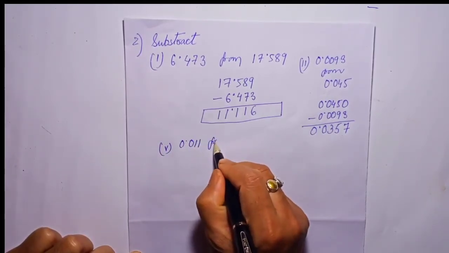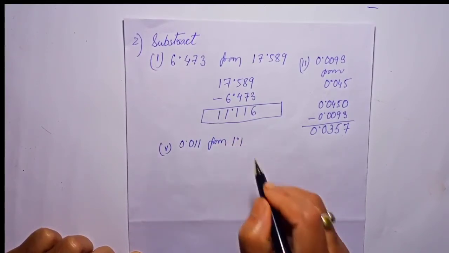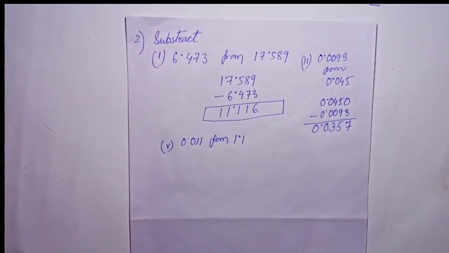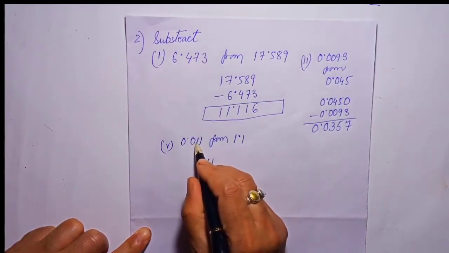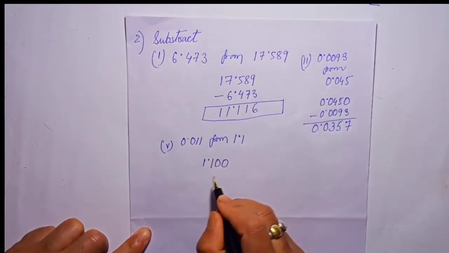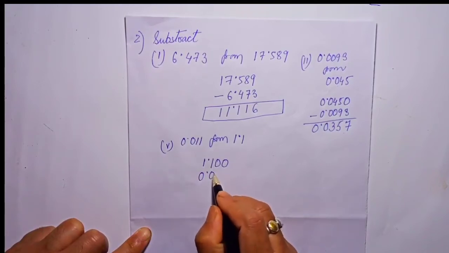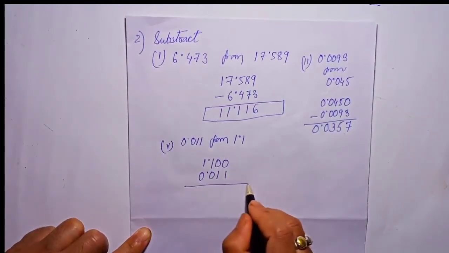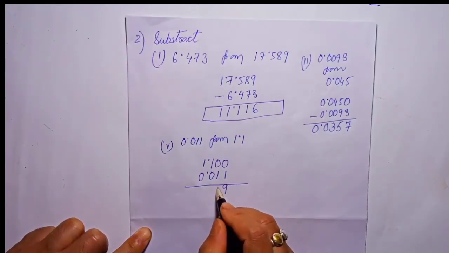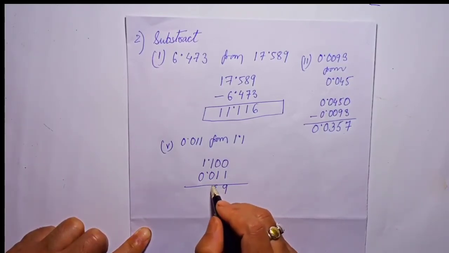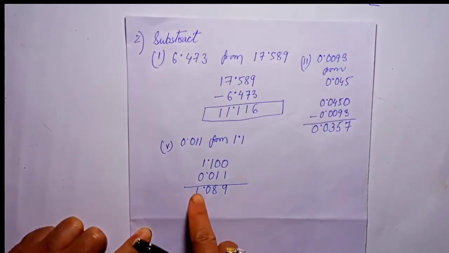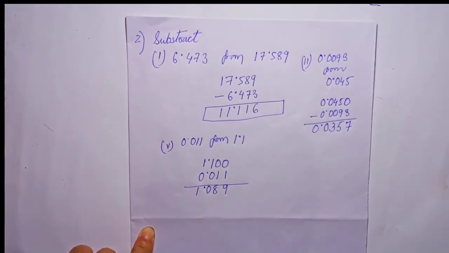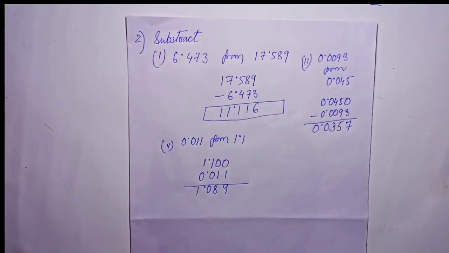We have to subtract 0.011 from 1.1. Here the same thing, we have to make like decimals, like 1 2 3, 1 2 3, 0.011. Simply subtract this. It will be 9, it will be 8, it will be 0, it will be 1. So what is the answer coming out? 1.089. See, very easily we can do this.